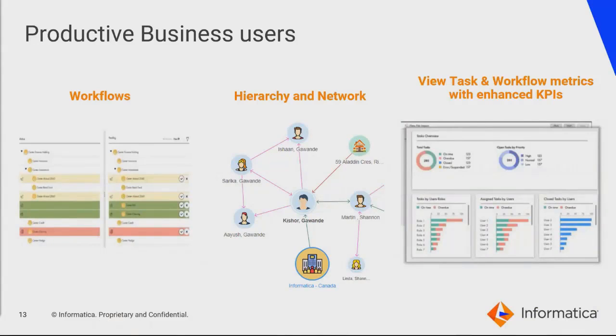We saw in our previous slide that we have made the business users productive, and this slide explains how. Hierarchy and network enables business users to understand how their data is related. For any changes in hierarchy, approval workflows are available with side-by-side comparison of changes. Plus, task metrics are captured in the dashboard that helps business users understand their productivity. Users can also drill down into the charts if they want to look further into the data that is contributing to the chart.